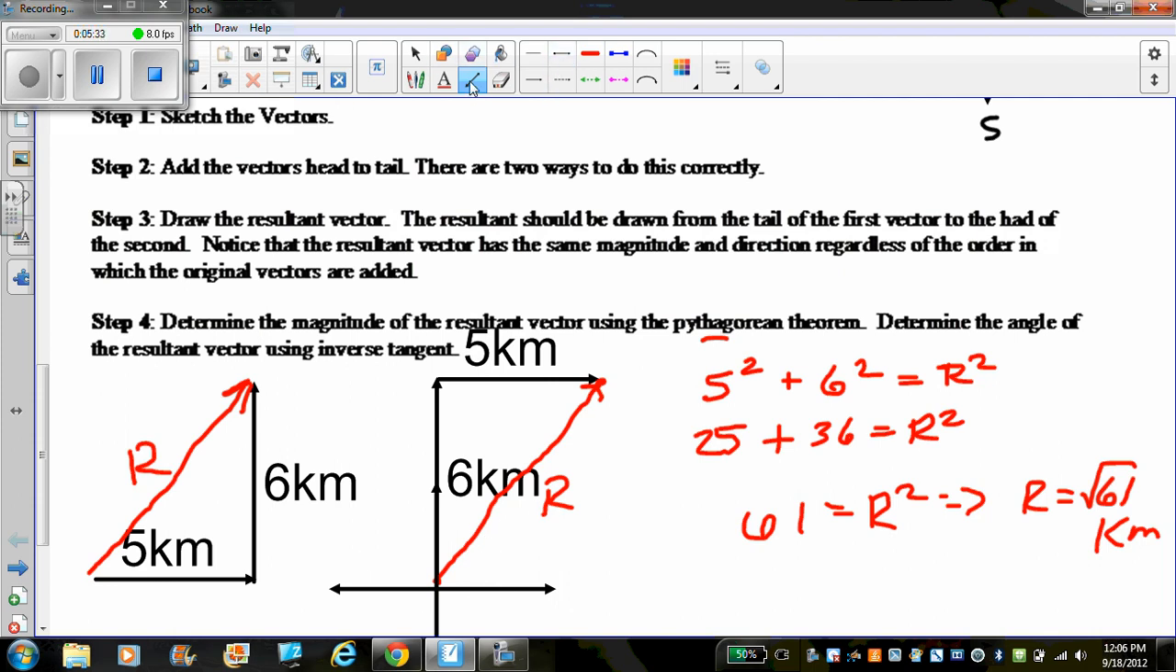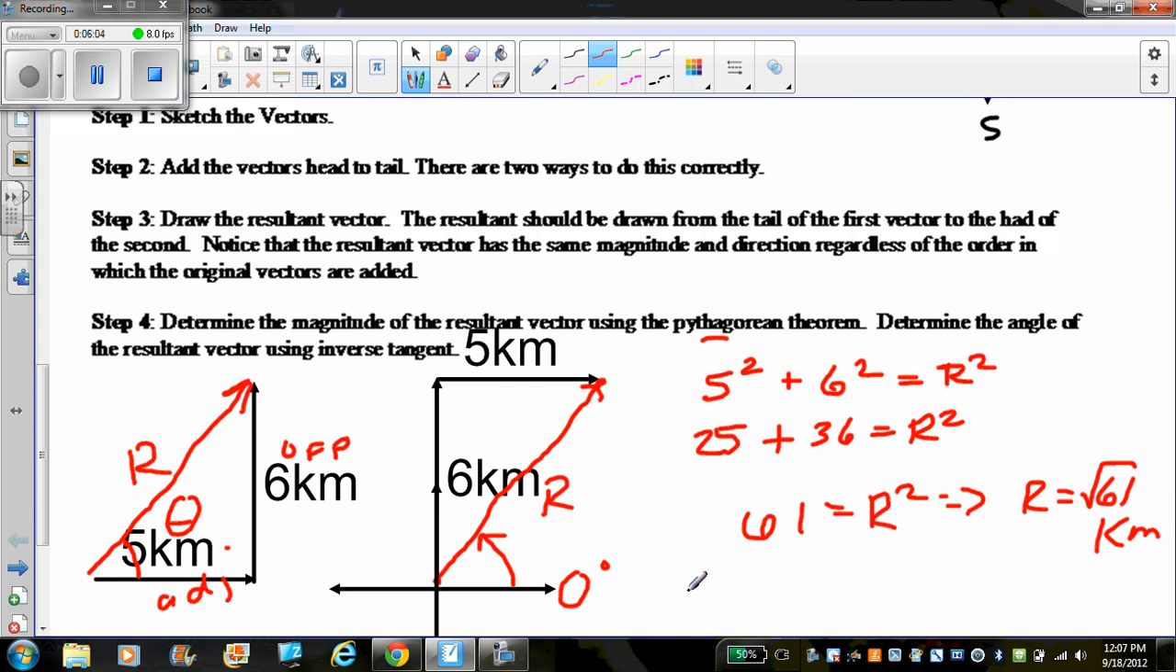Recall also with the coordinate plane that we've got angles. So we start at 0 degrees and we go counterclockwise to measure an angle. I can see in my other drawing, this might be easier to use, that in order to get this angle, theta, I could use inverse tangent. 6 kilometers is my opposite side, and 5 kilometers is my adjacent side. So I could say that the tangent of my unknown angle is equal to 6 over 5.